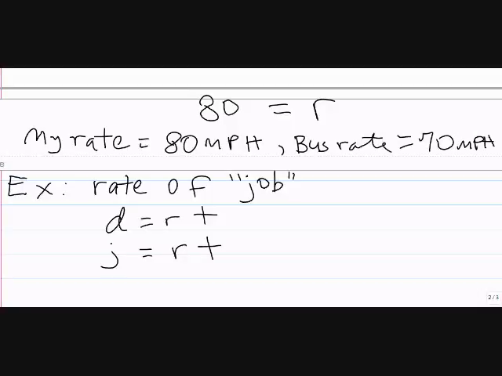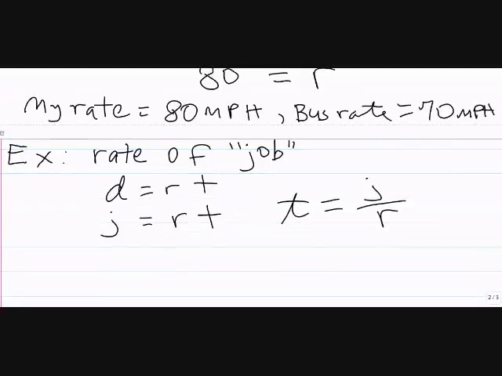I want this to be time. I want it to be rate. Job. Okay. I can solve this one for T. So T equals J over R. And now here we go.